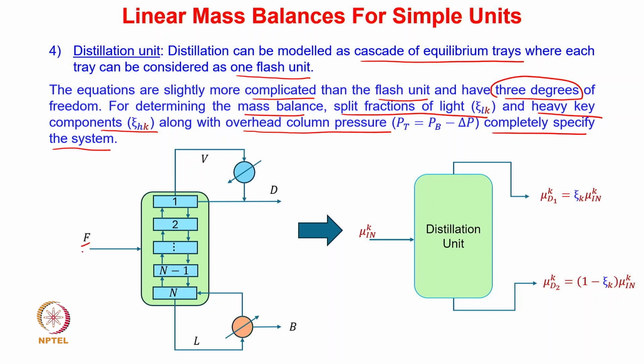So feed coming in the distillation unit, and the molar flow rate of the distillate coming out from the top is D, and the molar flow rate of the bottom product coming out is given by capital B here. So we wanted to represent this system into a simpler form as given in the right hand side. So here you can see that if there is an input, we wanted to represent that in terms of the output, which are calculated in terms of the split fraction. So this is what we are ultimately interested in.